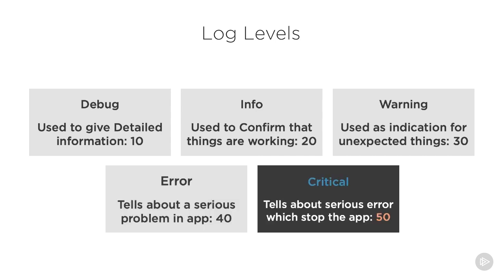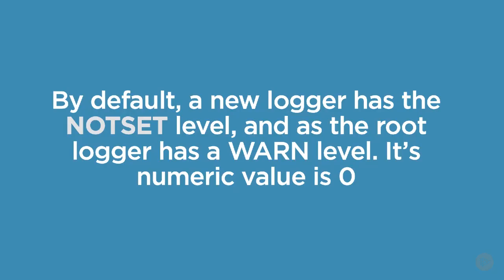And the last one is critical. This tells a serious error, indicating that the program itself may be unable to continue running, and its numeric value is 50. Besides all of them, there's another log level we don't usually talk about, and that's not set. By default, a new logger has the not set level, and the root logger has a warning level. Its numeric value is 0.